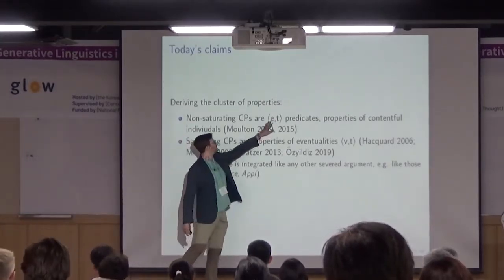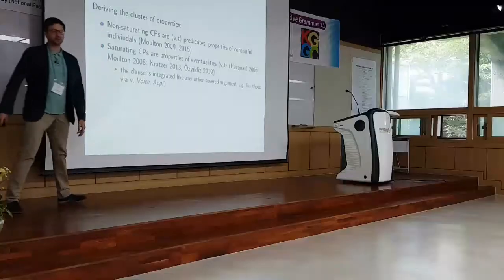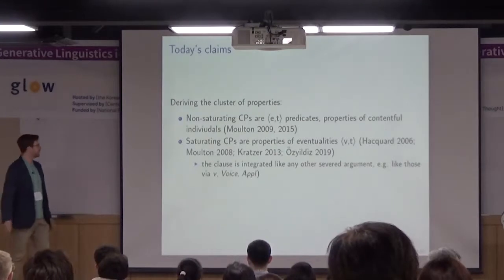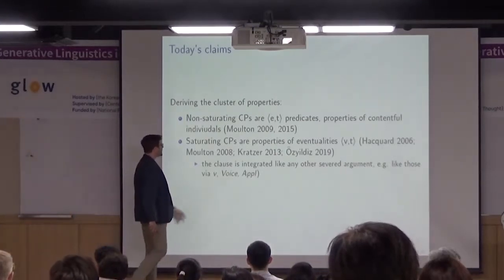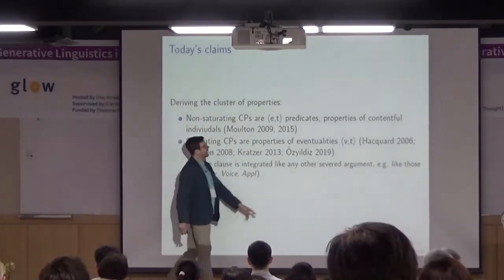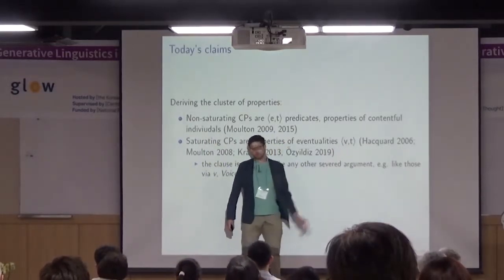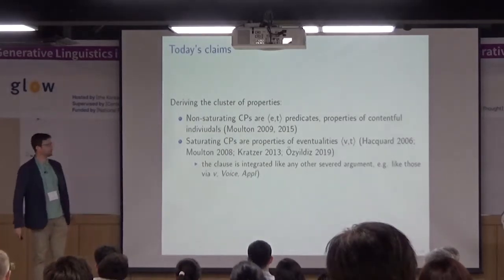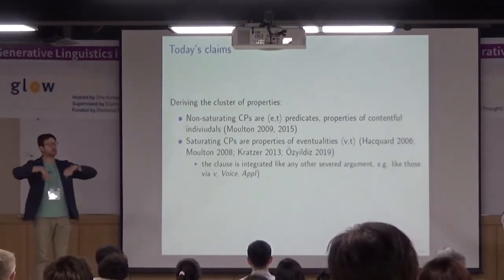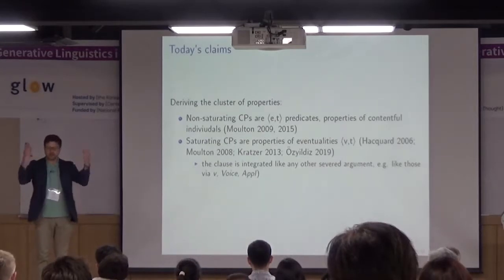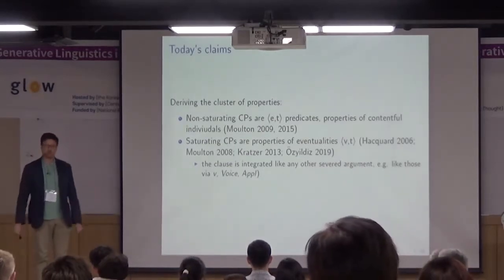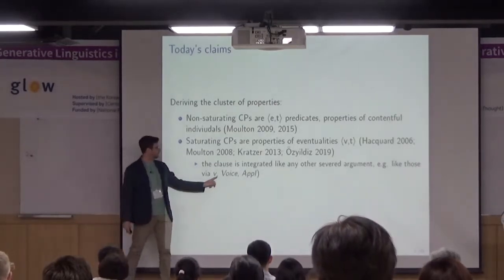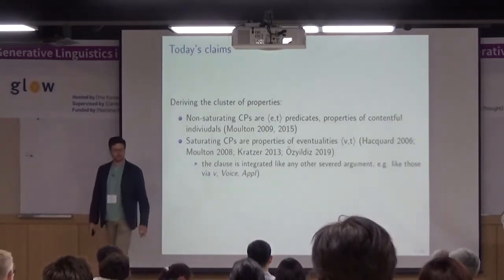Non-saturating CPs, I'm going to just take the view that I've expounded, rightly or wrongly, for a while now, that they're predicates. They're type ET. Whereas saturating CPs, I'm going to argue, have a type that makes them look more like little chunks of the verb phrase. They're predicates of eventualities. And therefore, these CPs get integrated into the verbal spine, like any other argument gets incorporated into the verbal spine by an argument introducer. Okay?